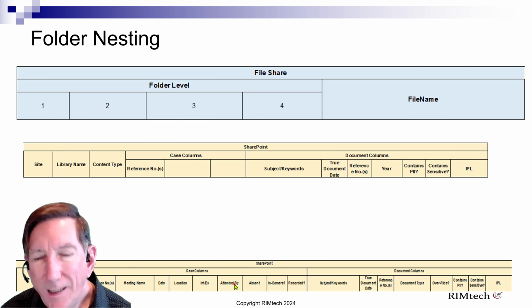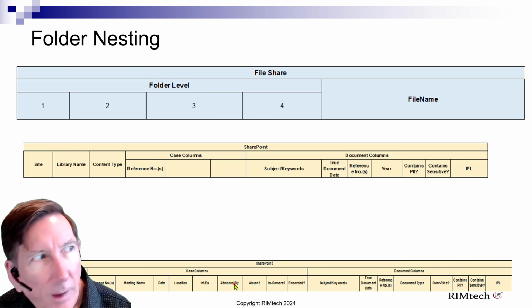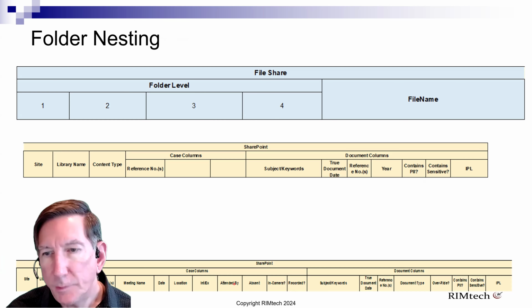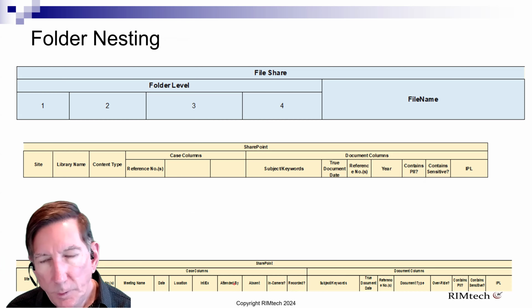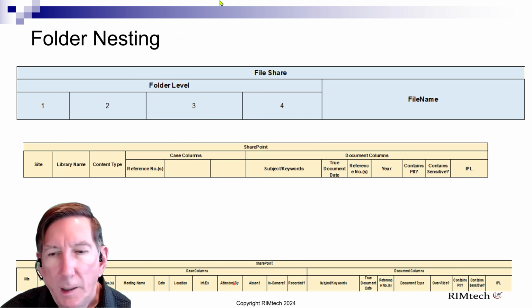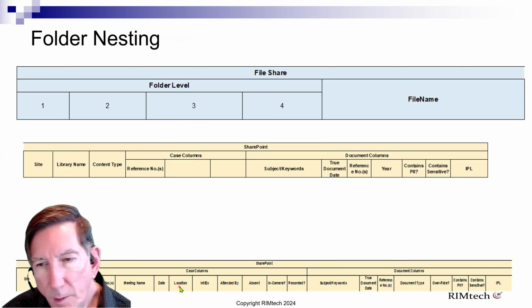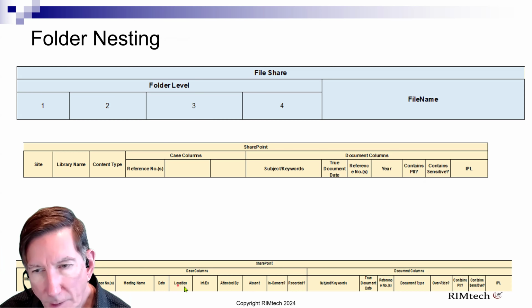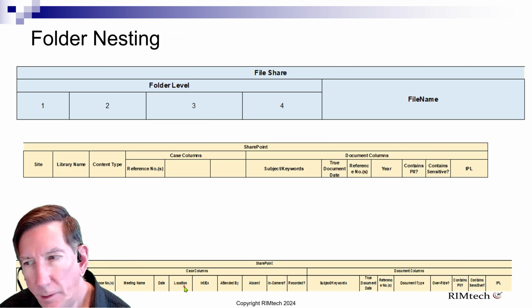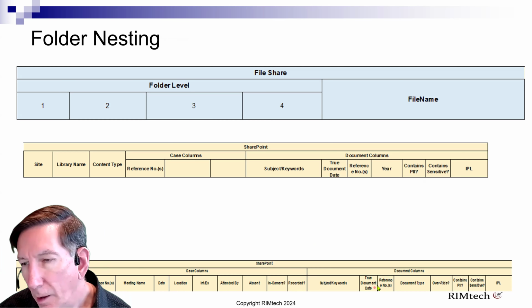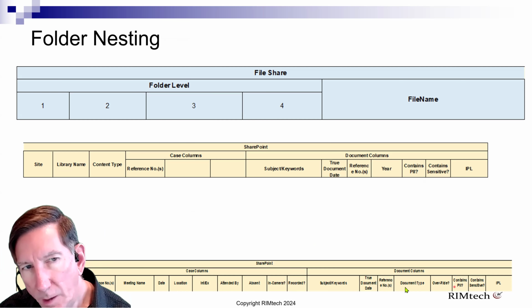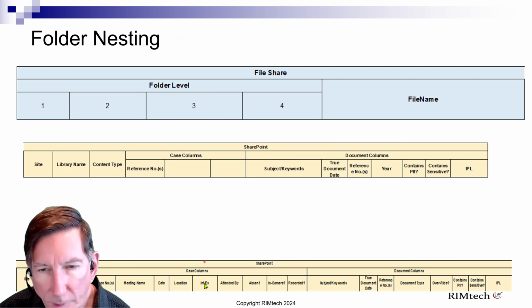Now, those are the case columns, meaning that in a proper EDRMS, the system knows the difference between a case column and a document column. Case columns are columns about the case at large, not the documents in particular. Document columns are metadata about the document in particular, not the case in general.